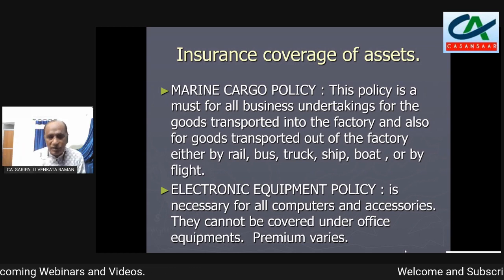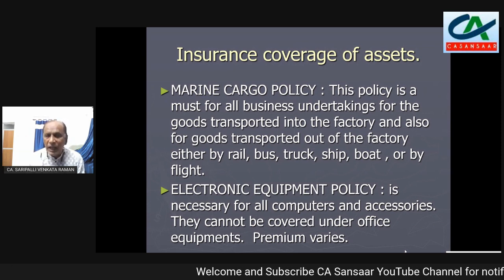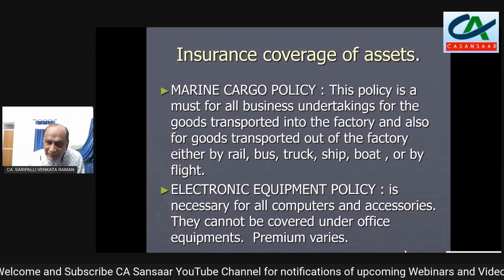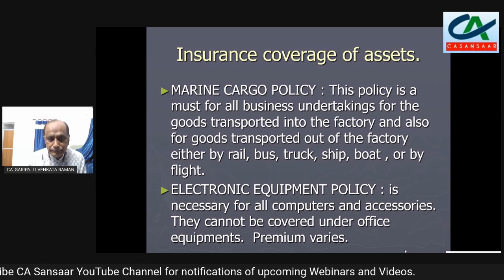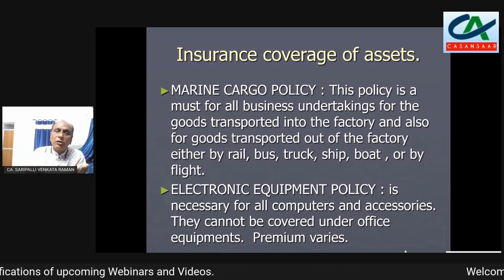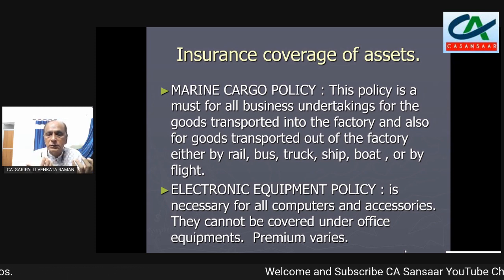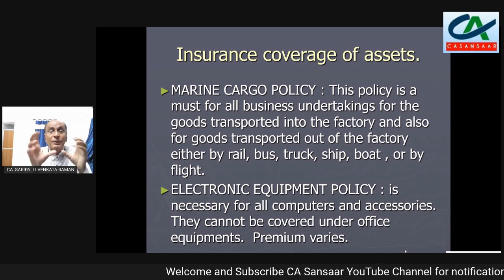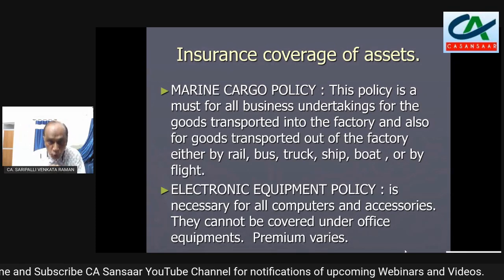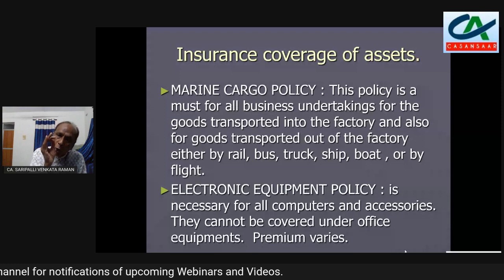And this is a very important policy, because if you do not have this policy cover, and suppose you have purchased some goods from Haryana, and you are under the impression that since you have purchased the goods and they are being transported by a truck, the truck owner will be responsible for the loss in case anything happens to those goods which belong to you, it's a wrong notion, my friend.